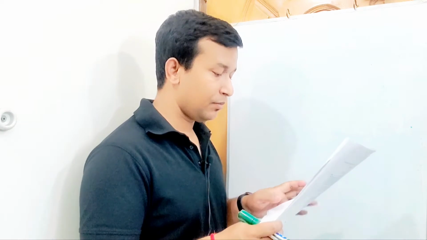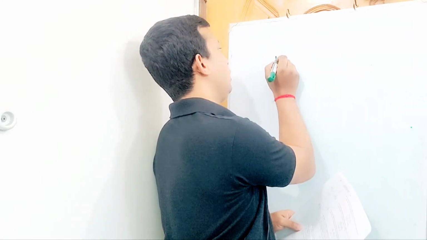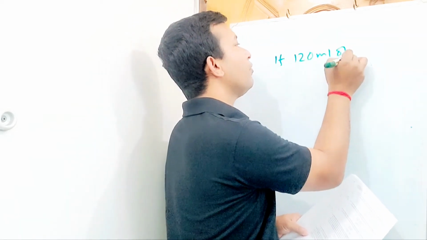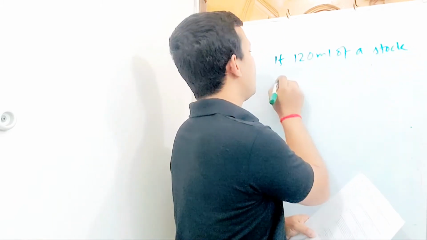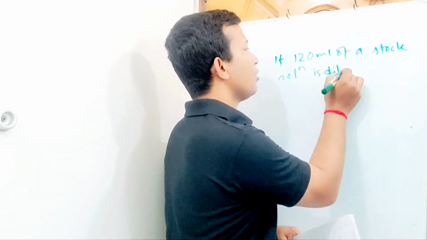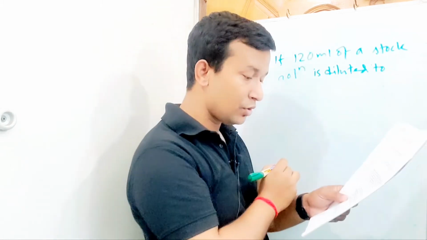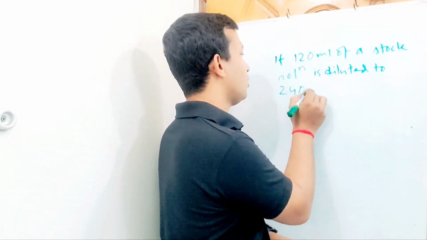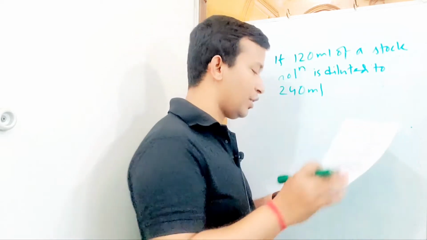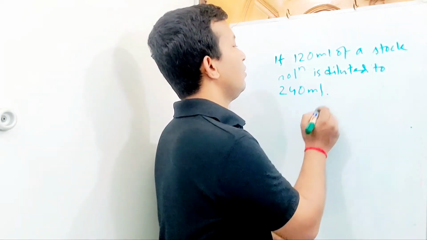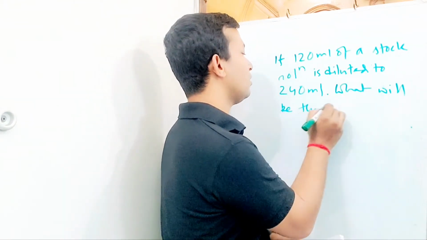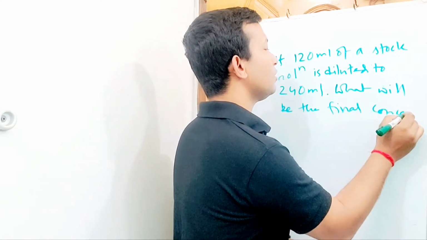So let's have a mathematics problem here. If 120 ml of a stock solution is diluted to how much? 240 ml. You just think about 120 ml of something is there, and now you are diluting it to 240 ml. Very simple thing. So what will be the final concentration?